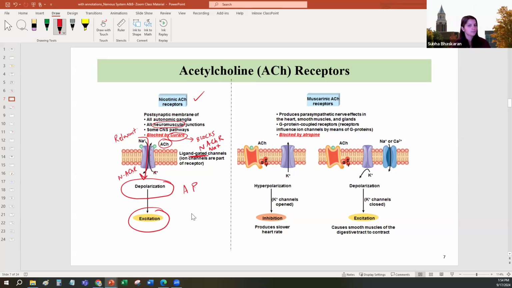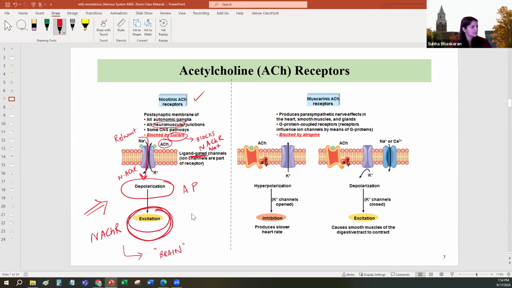Got it? So what is the point that I'm trying to make? Every time nAChR is activated, there is always going to be excitation. Got it? So nAChR, when activated, is always going to be causing excitation. So we will see nAChR also in the brain.